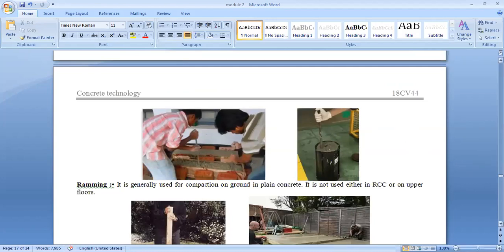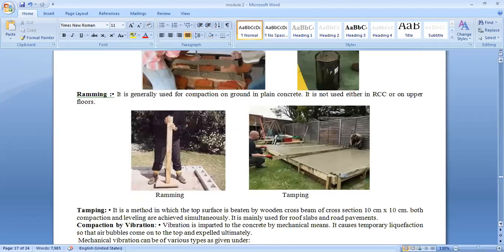Move to next method, that is ramming. Here it is, ramming. It is generally used for compacting concrete on ground in a plain concrete. It is not used either in RCC or for such portions. So I mean, it's just taking a wooden piece, where we have a very less reinforcement or no reinforcement, we are going to ram this surface.